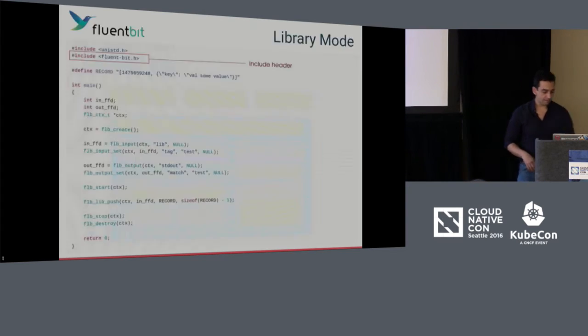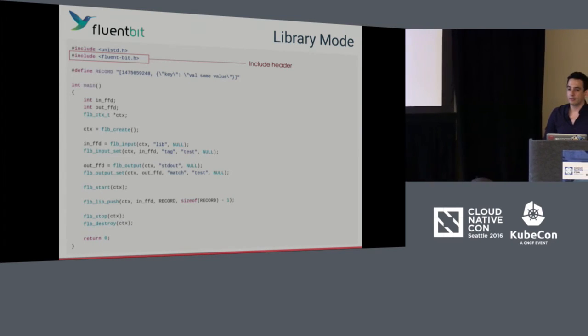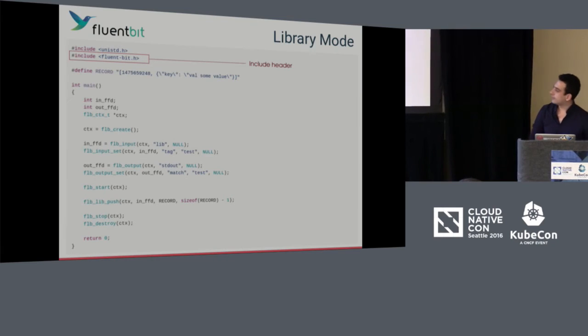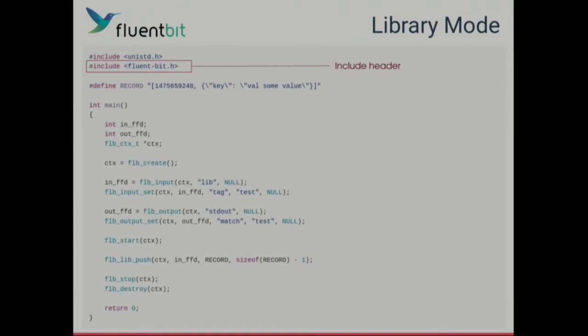And here we have a really small example. I don't know if you can see the screen really well. This is the C API showing how you can use Fluent Bit internally. Are you familiar with software development here? Most of you? Okay. This is C, but it's pretty straightforward.